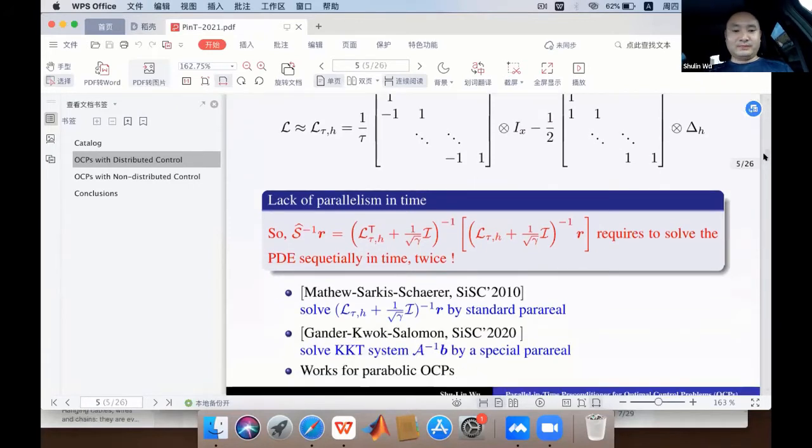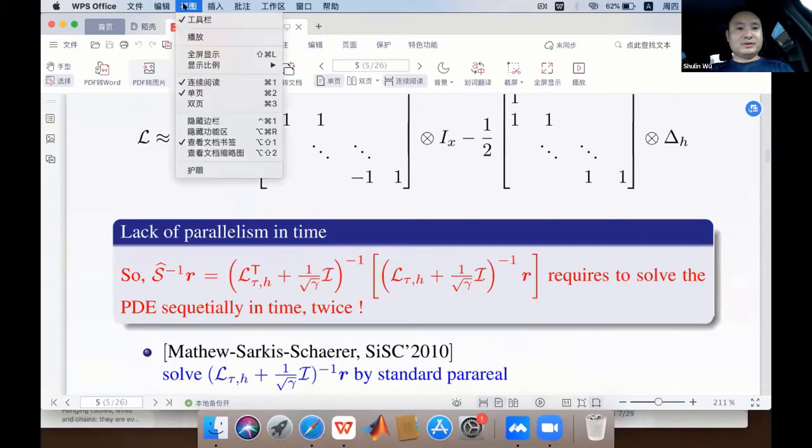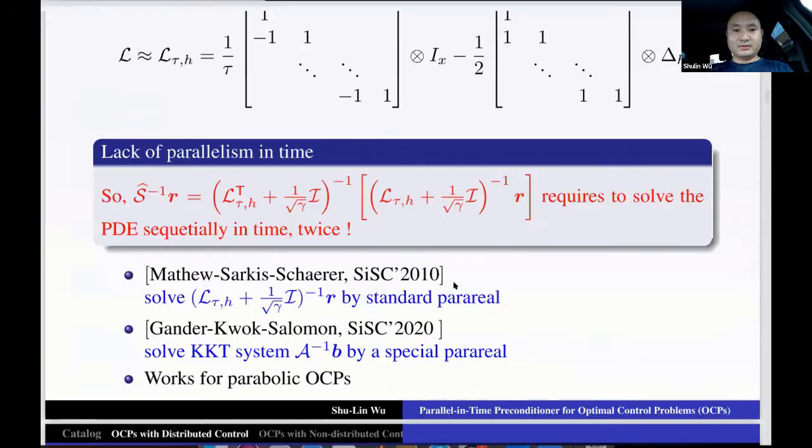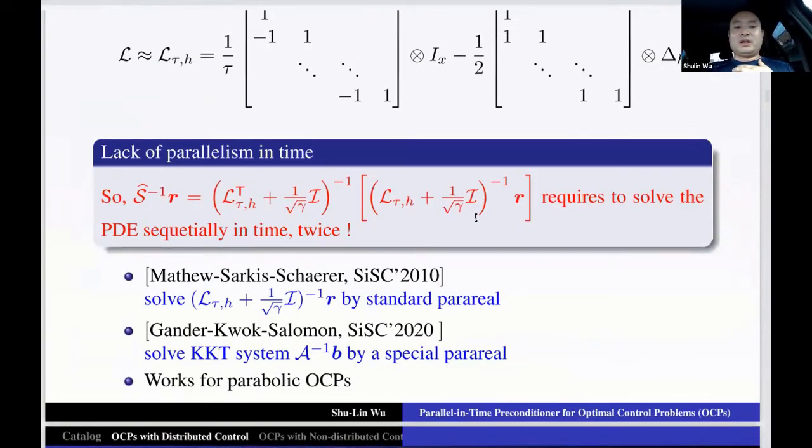There are some methods to handle those two linear problems. The first is work by standard parallel, given by Maday and Salomon in 2010. It solves this problem and then this problem by standard parallel. The second one I want to mention is the ParaOpt method, given by Gander and Kwok and Salomon in 2020, just last year. It solves the KKT system directly by a special parallel.